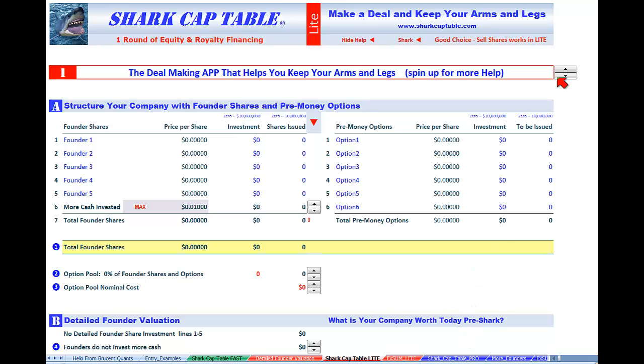Make a deal and keep your arms and legs. We're going to talk about one round of equity and royalty financing. Now, let's look at a few things that we have here.